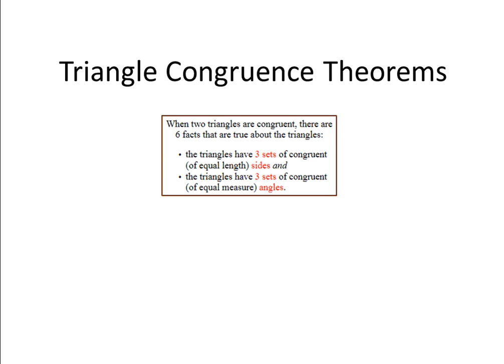When two triangles are congruent, there are 6 facts that are true about the triangles. The triangles have 3 sets of congruent, and remember congruent means equal. So the triangles have 3 sets of congruent sides, and the triangles have 3 sets of congruent angles.